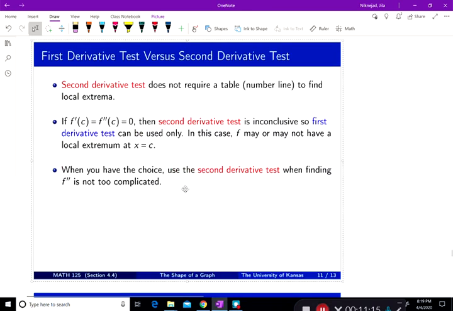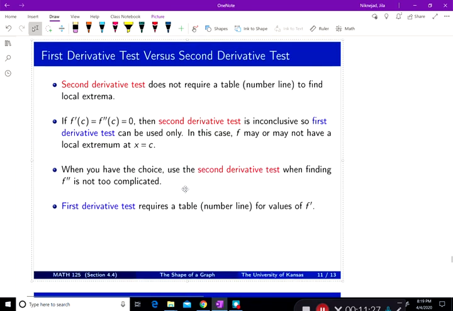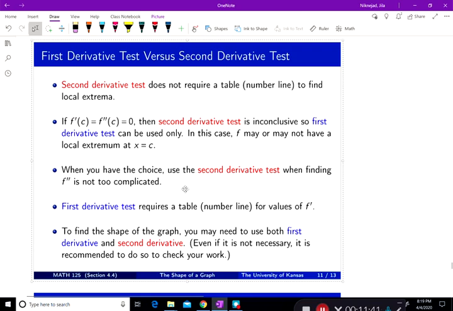When you have the choice, you use the second derivative test when finding f double prime is not too complicated. So if f double prime is too complicated, don't use it. Then the first derivative test requires a table or number line for values of f prime. Remember that when you're doing the first derivative test, you're finding the sign of f prime. To find the shape of the graph, you may need to use both the first and second derivative, even if it's not necessary. It is recommended to do so to check your work and figure out your graph.